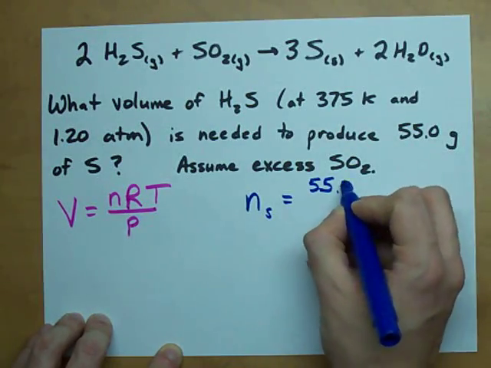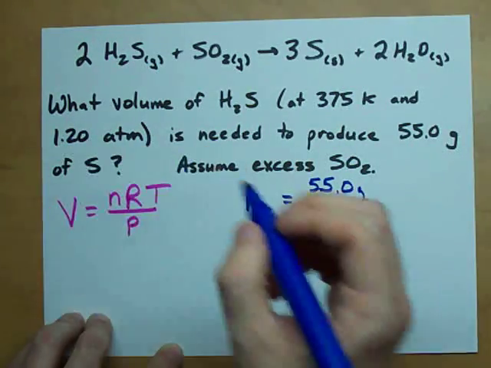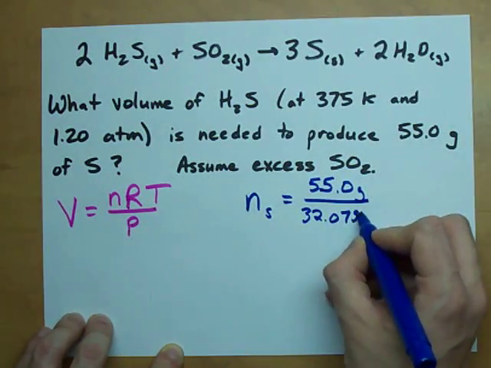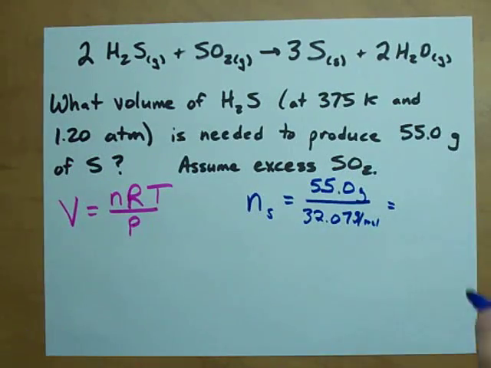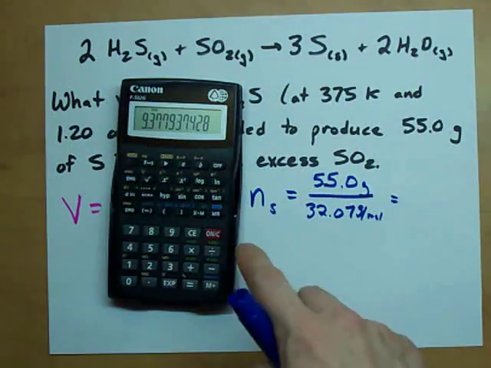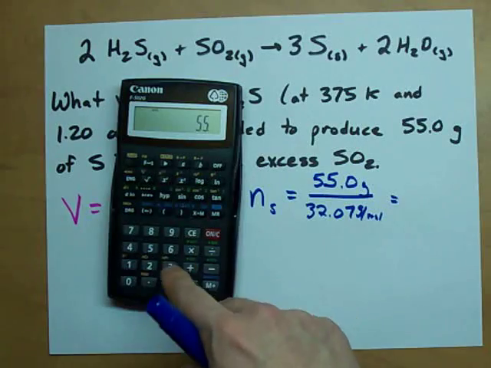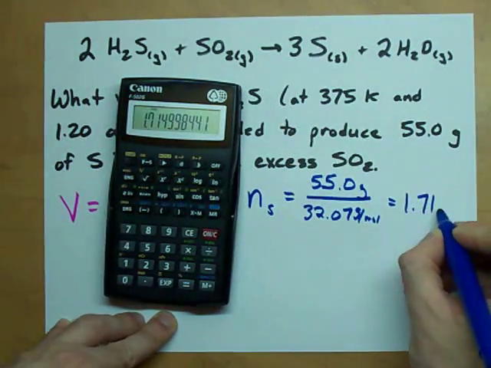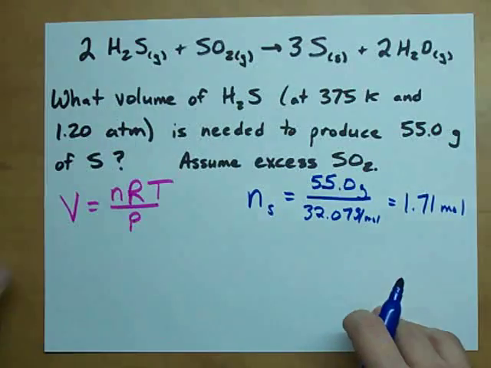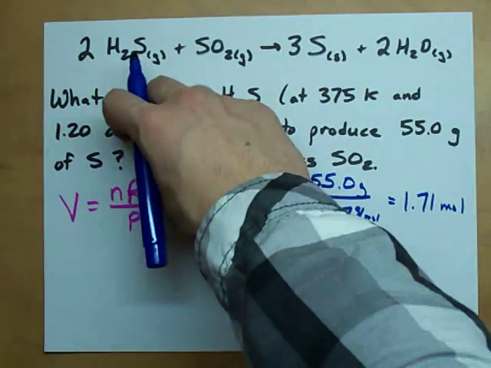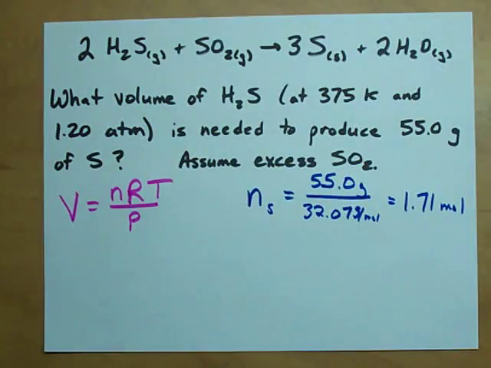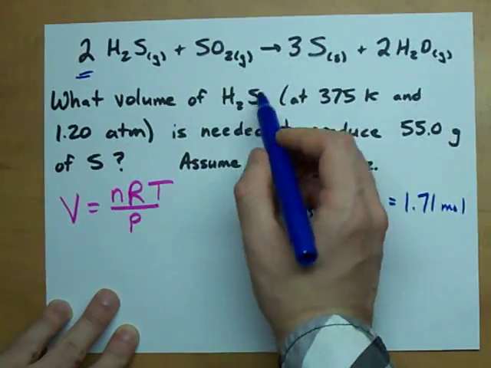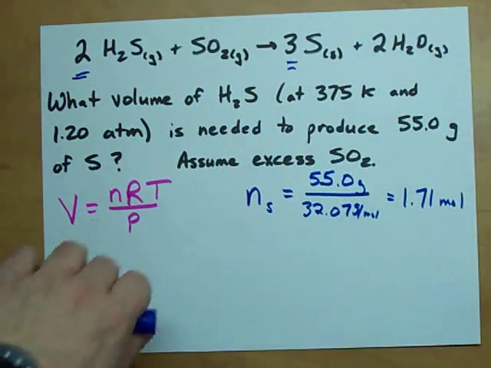Mass 55.0 divided by the molar mass of sulfur, 32.07 grams per mole. According to Mr. Calculator, that is 1.71 moles of sulfur. But the question is, how many moles of H2S were required for that? Well, let's take a look. 2 were required for every 3 of these.